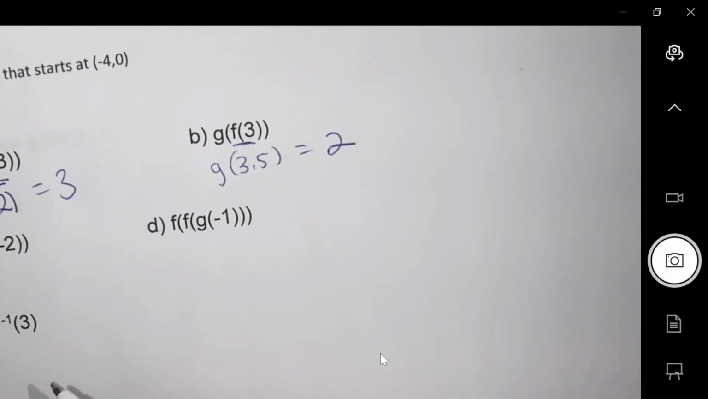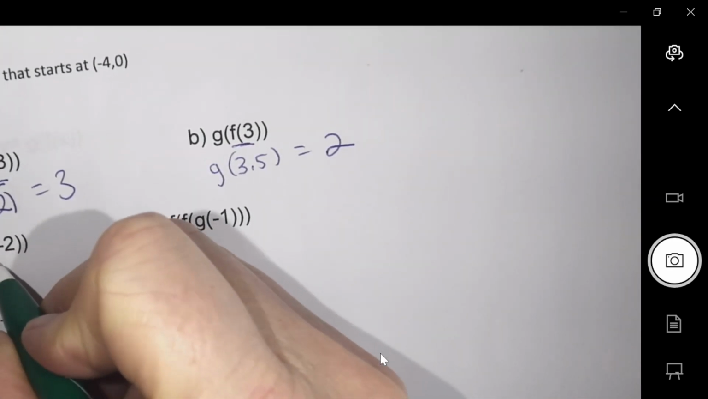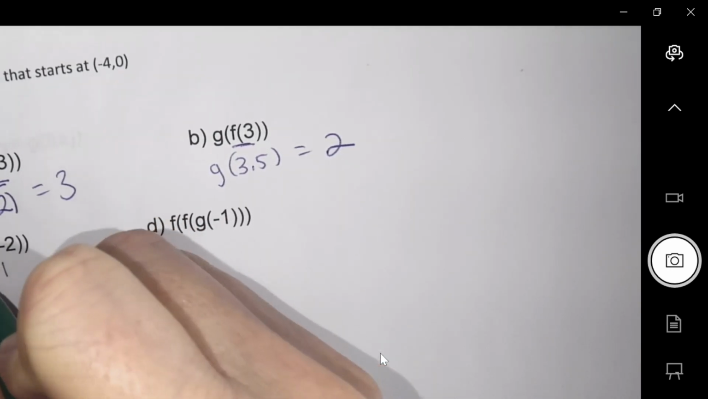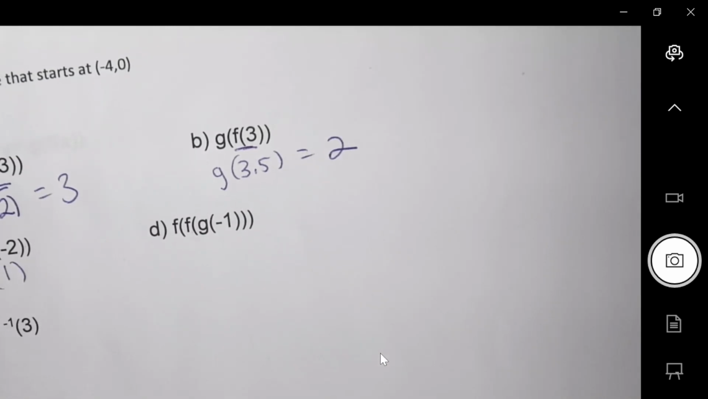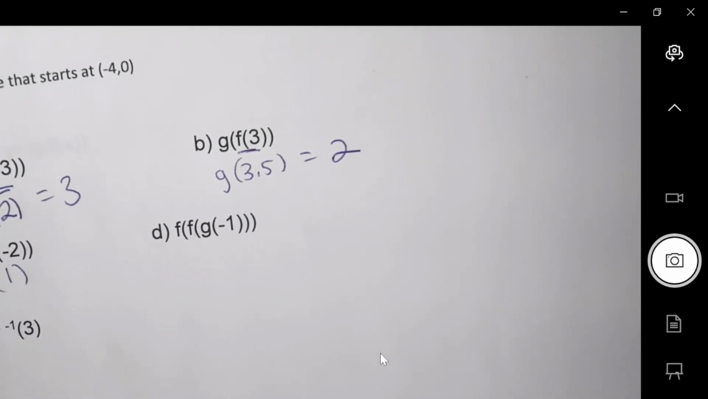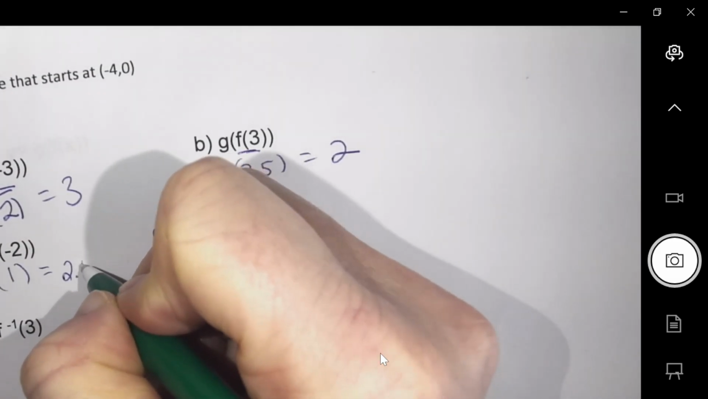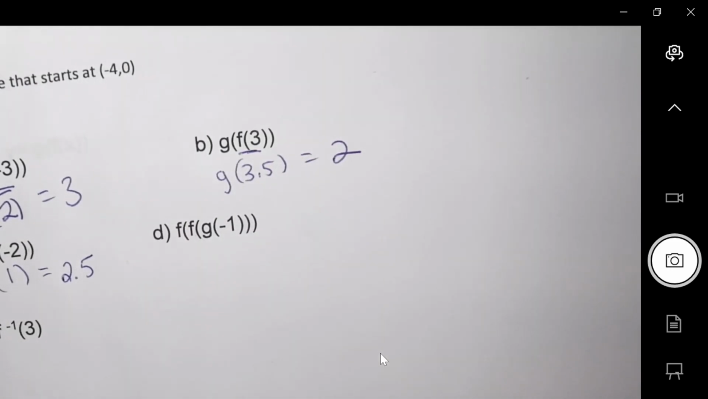Okay, negative 2, what's the f line's height? 1. Now, the f line, when we're at an x of 1, the height is 2.5? Is that what we're going with? Okay, this is a 3.